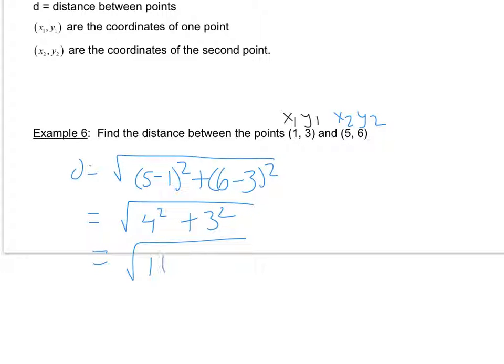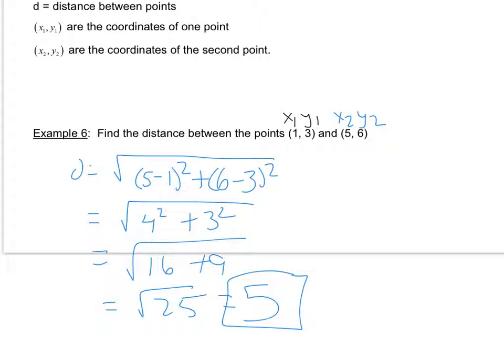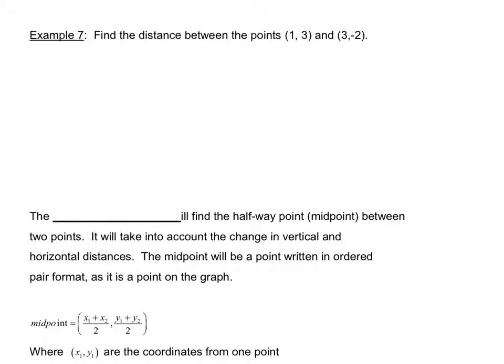Square root of 16 plus 9. You cannot do the square root and get rid of the squares. You have to square them and add first. Square root of 25, 5. Okay? So hopefully remembering doing the distance formula now. Let's go ahead and look at more. So here's another good example. Find the distance between the 2 points. Try to do this, press pause, try to do it on your own.